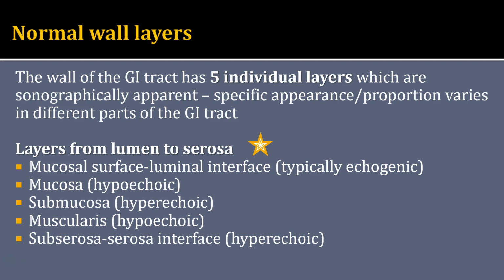And I'm going to start with the luminal area of the intestinal wall and then move out to the serosa. So we have an initial mucosal surface luminal interface, which is typically very echogenic because of the luminal content. The first layer from the lumen of the intestinal wall is the mucosa, and that is a hypoechoic region of the wall. That is followed deep to it by the submucosa, which is a hyperechoic layer. That's followed by the muscularis, which is a hypoechoic layer, and then the most outer subserosa-serosa interface is a hyperechoic layer. So they alternate as we go through.